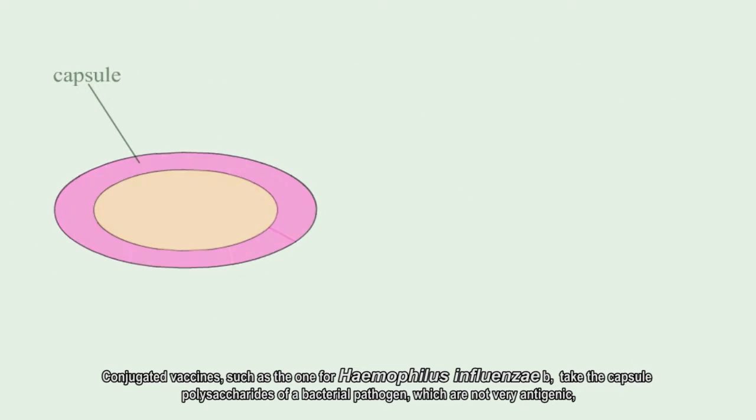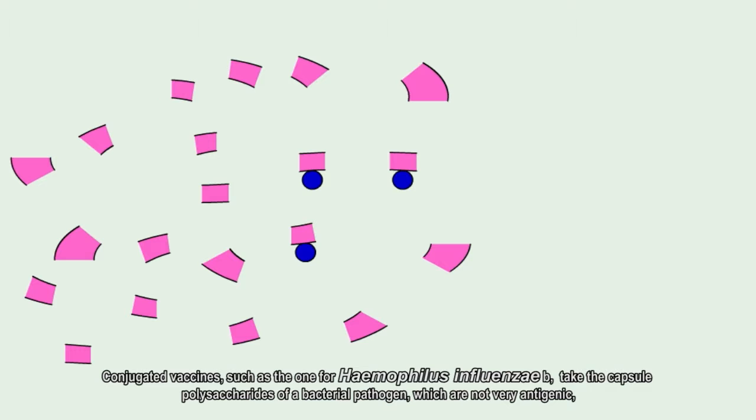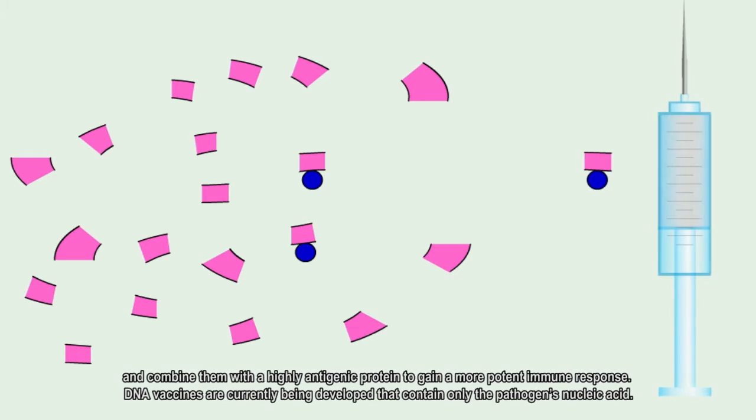Conjugated vaccines, such as the one for Haemophilus influenzae B, take the capsule polysaccharides of a bacterial pathogen, which are not very antigenic, and combine them with a highly antigenic protein to gain a more potent immune response.